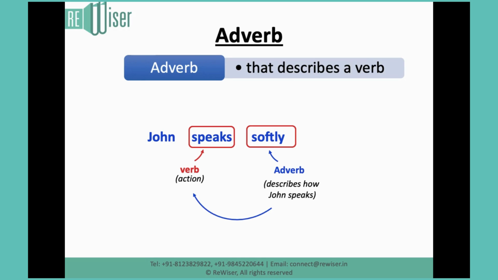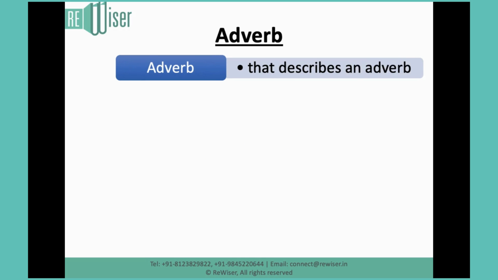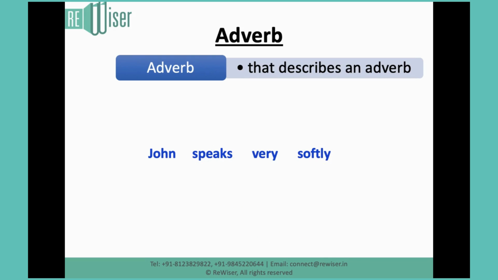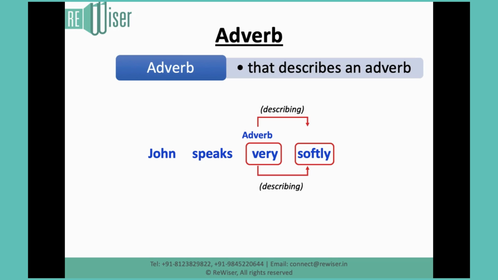It describes how he speaks. Now, when an adverb describes another adverb, John speaks very softly. Remember, we just said softly describes the way John speaks. And what is very doing? The word very is describing softly, right? So, very is an adverb describing another adverb. I hope you understand the distinction. One adverb describing another adverb.